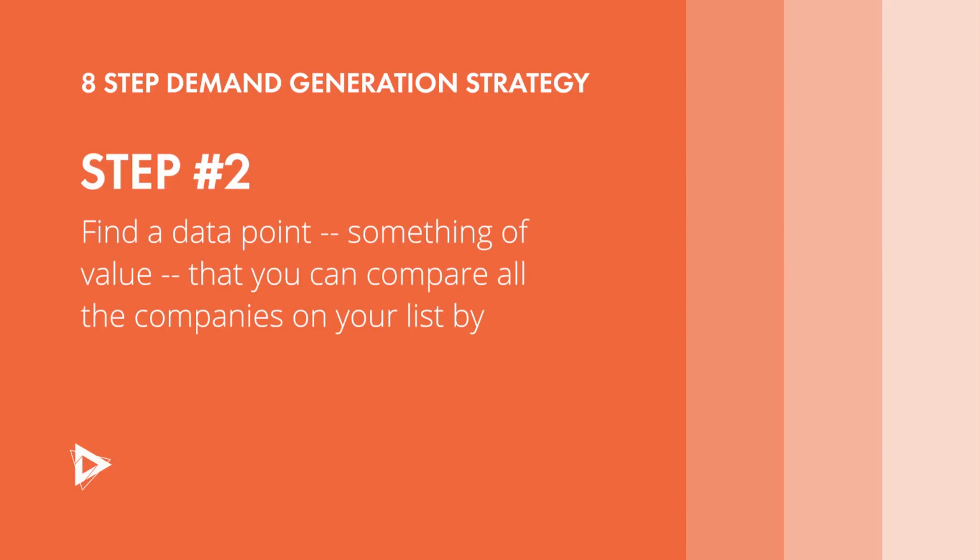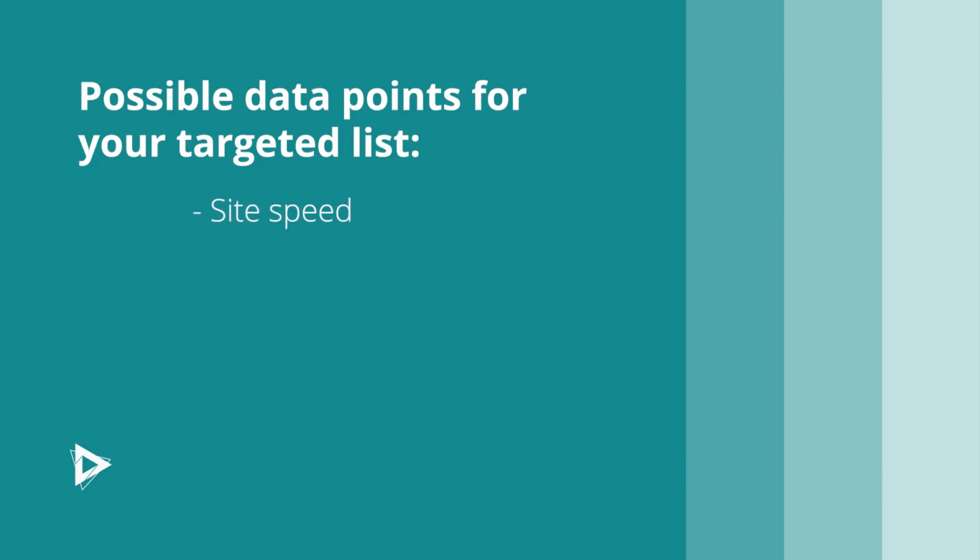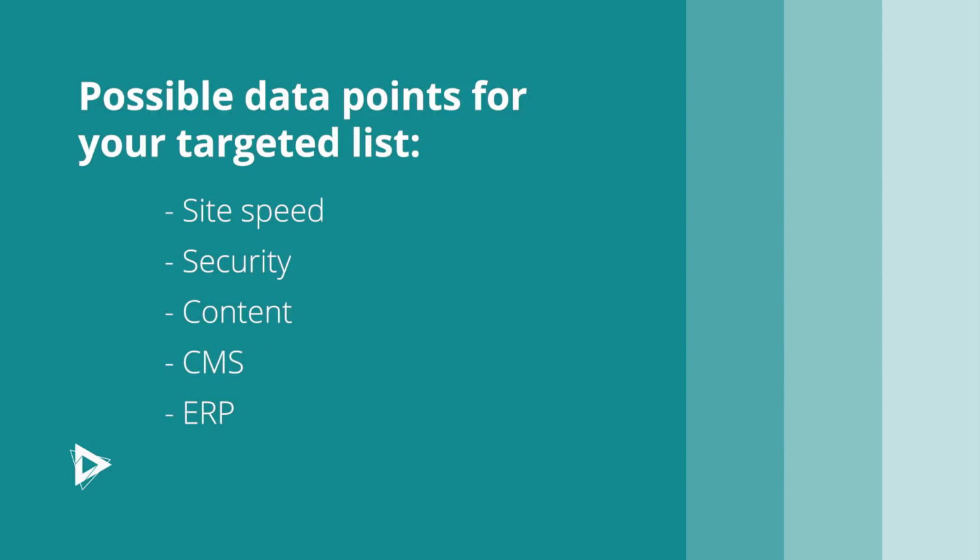Step two is you need to find a data point, something of value that you can compare all the companies on your list by. For us, we wanted to look at the domain authority of all the Series C funded companies so that we could compare them to each other, and then we could make recommendations. Now for you, maybe it's not domain authority, maybe it's site speed, maybe it's their security, maybe it's their content, maybe it's the CMS they use, maybe it's the ERP they use.